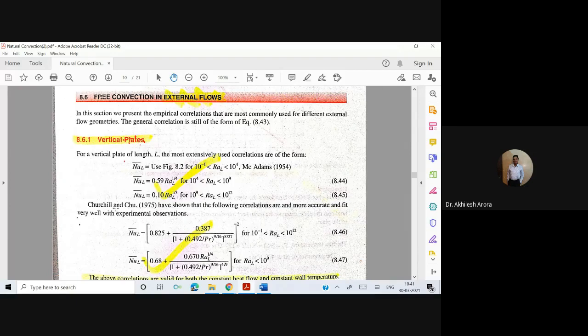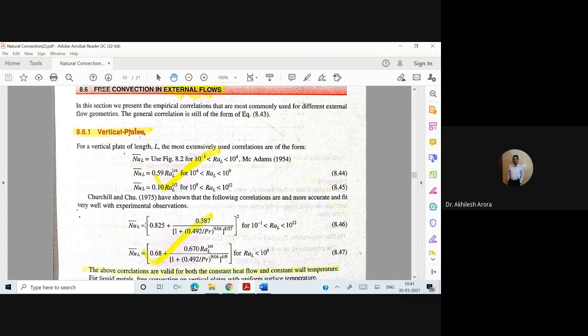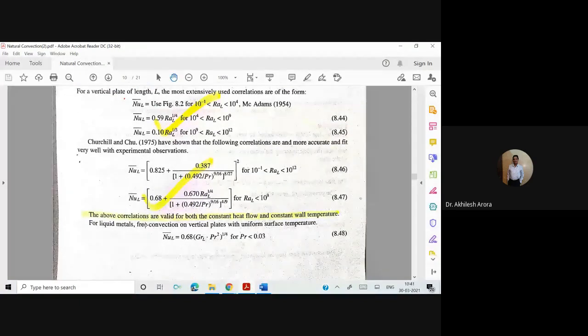Churchill and Chu have shown the following correlations which accurately fit the experimental observations here. So you can use this equation also. There are a number of correlations which are available. Different scientists worked in this area and they have given their own correlations. So you need not stick to only one correlation. You can use any correlation which is known to you.